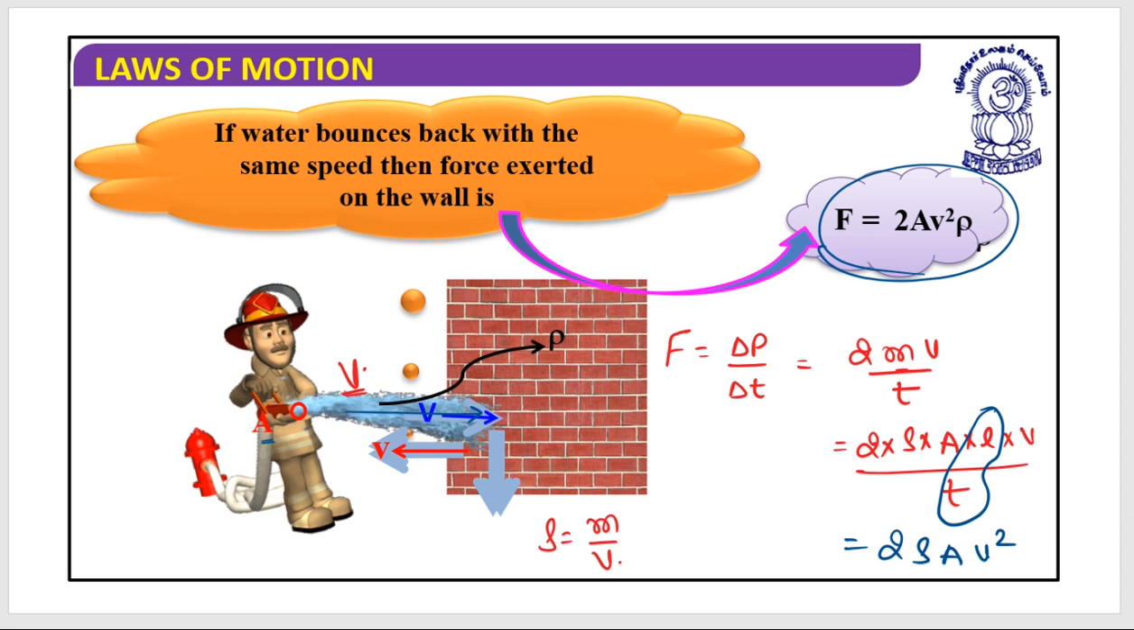Yes, this is F equals 2 into rho into A into V square. I hope these things are clear. Can you do this kind of question? Are you sure? Great. So can we move to the numericals? Let's have a look.